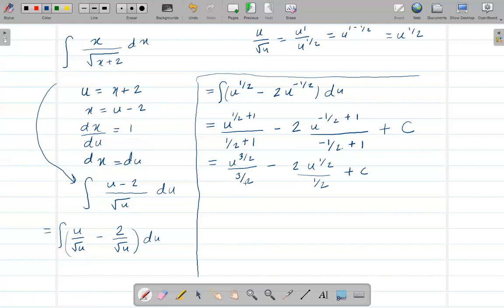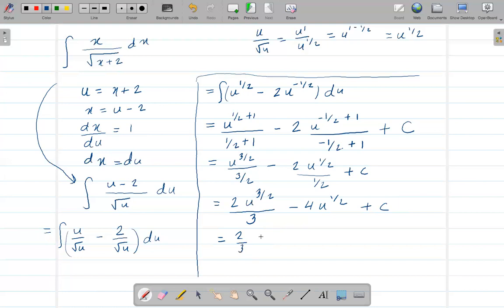Now, I can move this to the top, so the 2 will go to the top. u to the power 3 over 2 over 3 minus, again, this will go to the top, and 2 times 2 will give 4, u to the power 1/2 plus c. Right, now you can substitute this u back to x, so I will get 2 over 3.